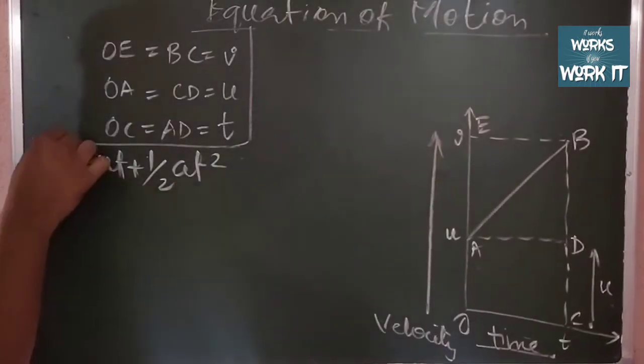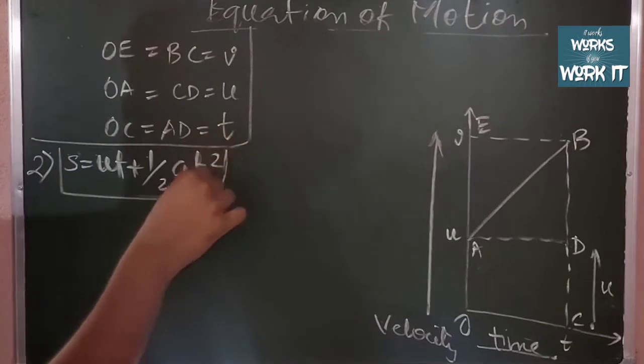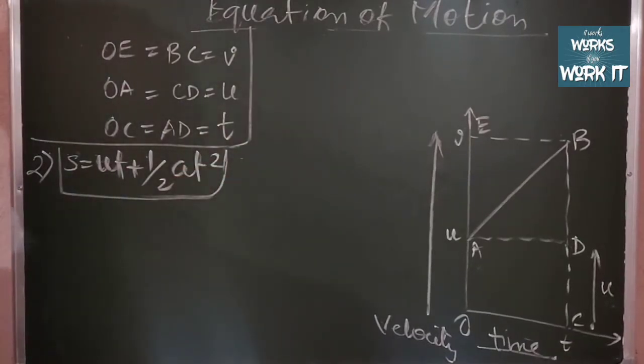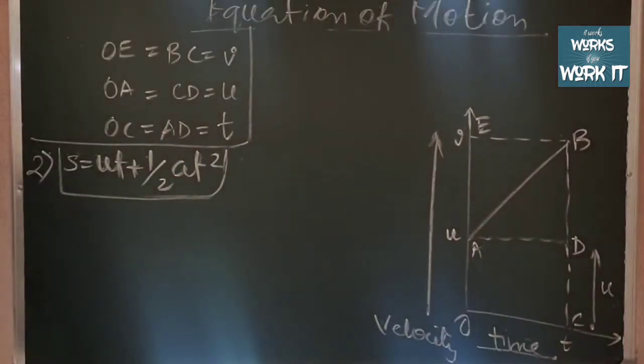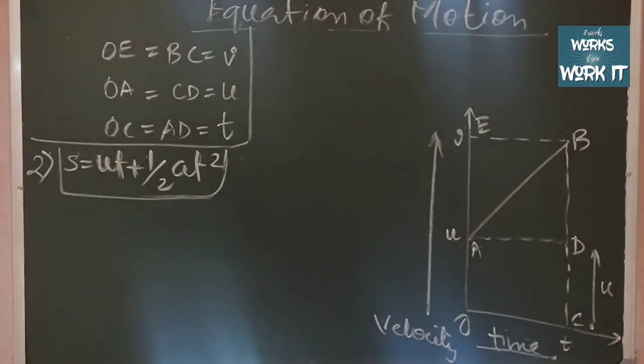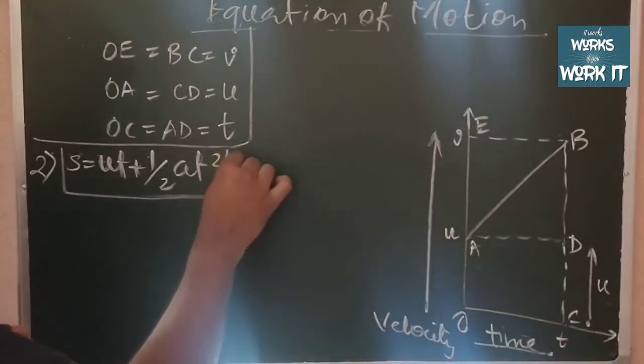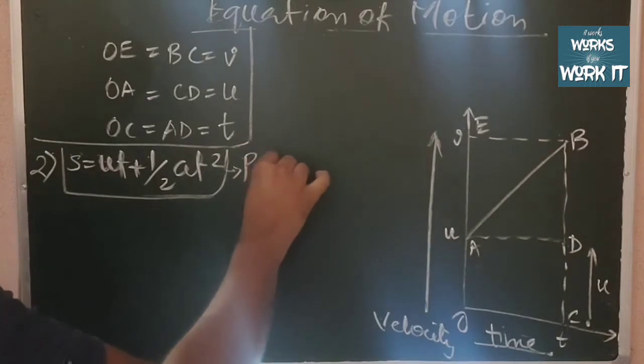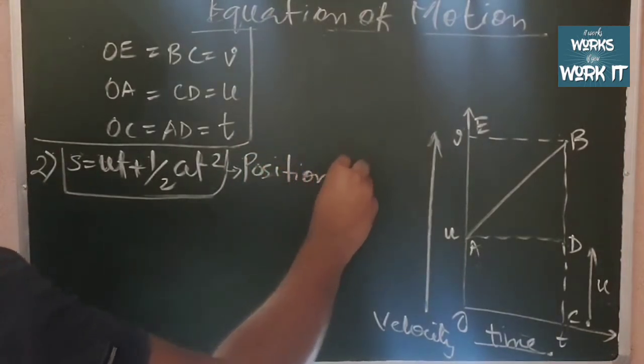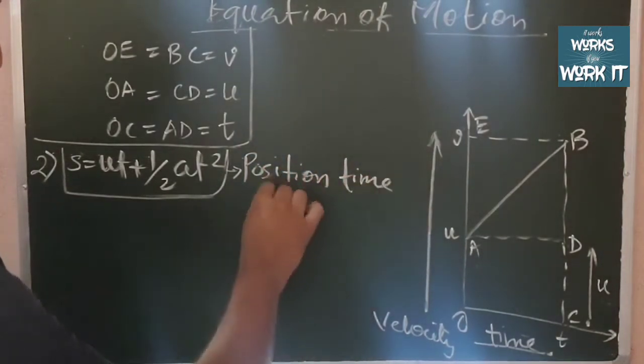Now we will be doing the second equation of motion, that is s equal to ut plus half at square. If you see the diagram here, we need to first find the exact distance, the total distance covered by the object. This equation is also known as the position time relation.